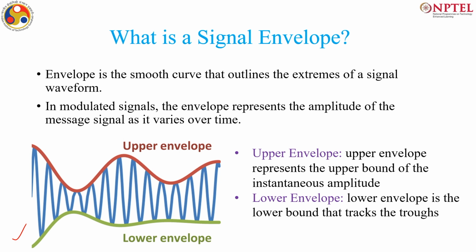Typically in amplitude modulated signals, the envelope represents the amplitude of the message signal as it varies over time. The red one is the upper envelope formed by the maximas of the signal, whereas the green one, depicted by the smooth curve combining the minimas of the signal, is our lower envelope. So we have understood what an envelope is.